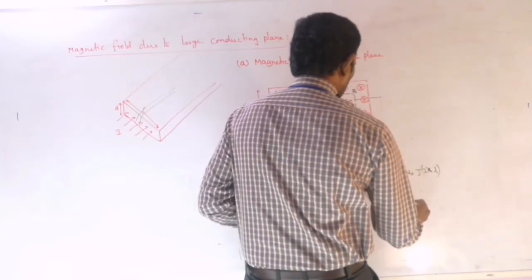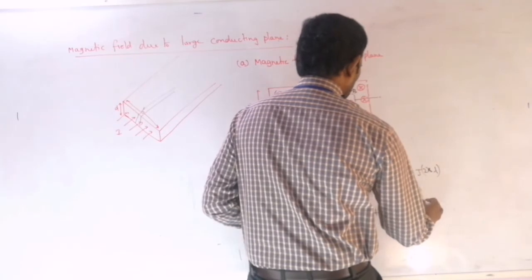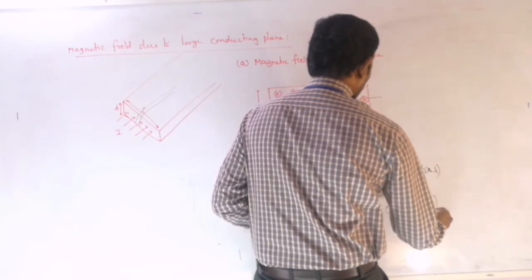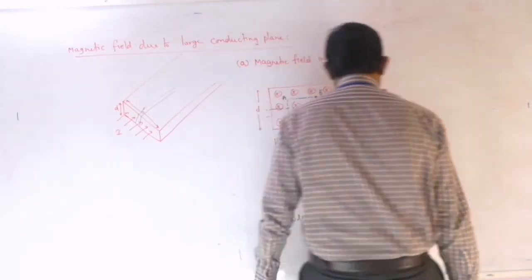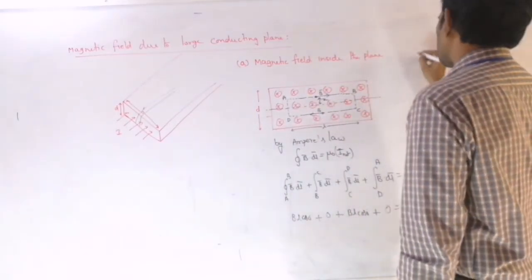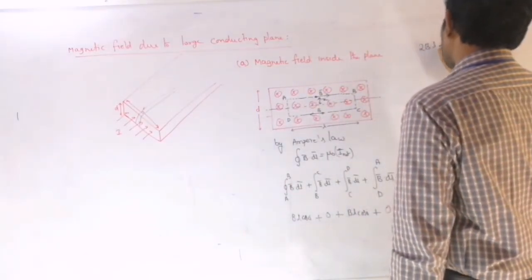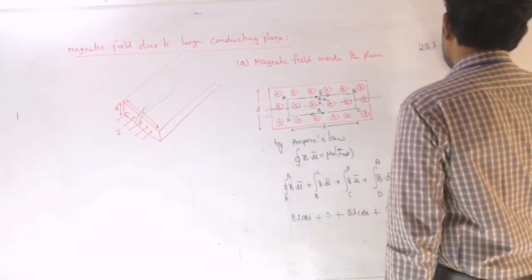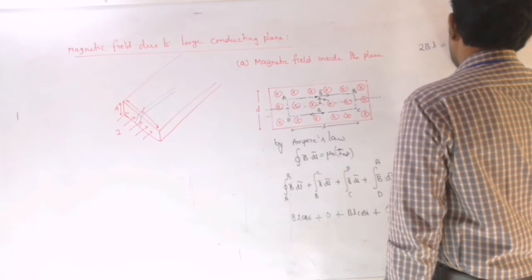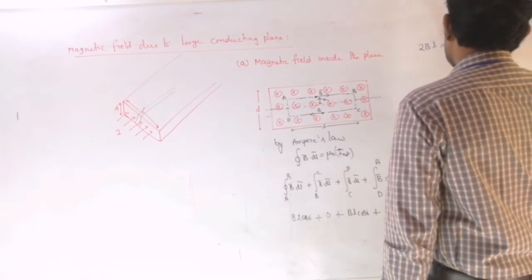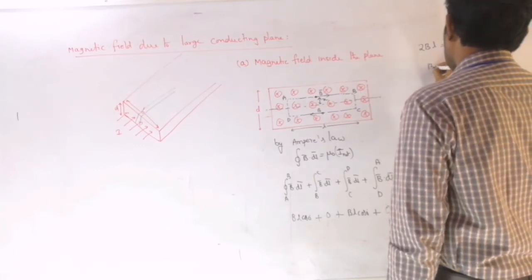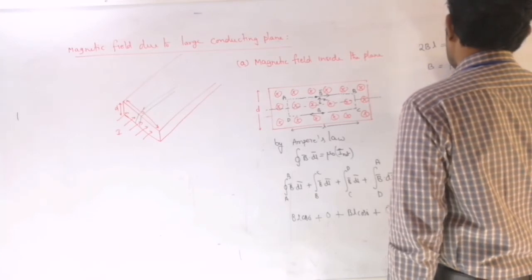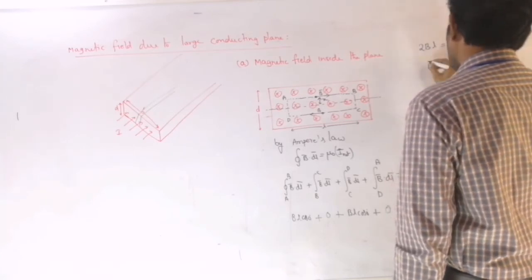So this is equal to mu naught into J into 2x into L, and therefore this magnetic field now you can write this side as 2BL. So 2BL is equal to mu naught into J into 2x into L. So that 2L you can cancel there. So this will be mu naught into J into X.